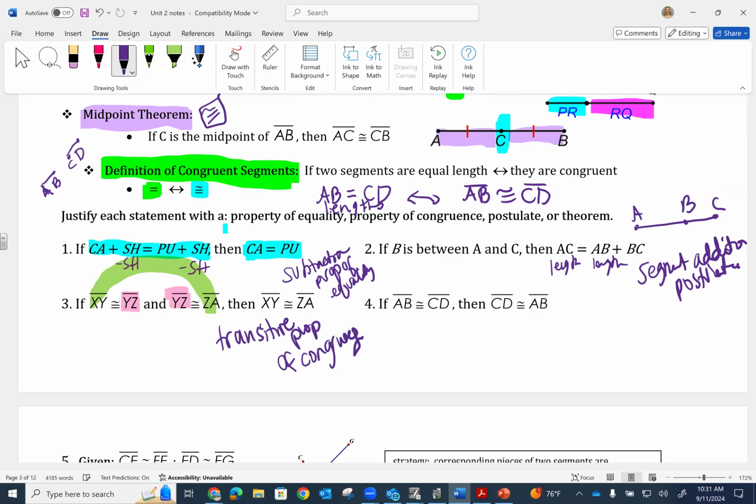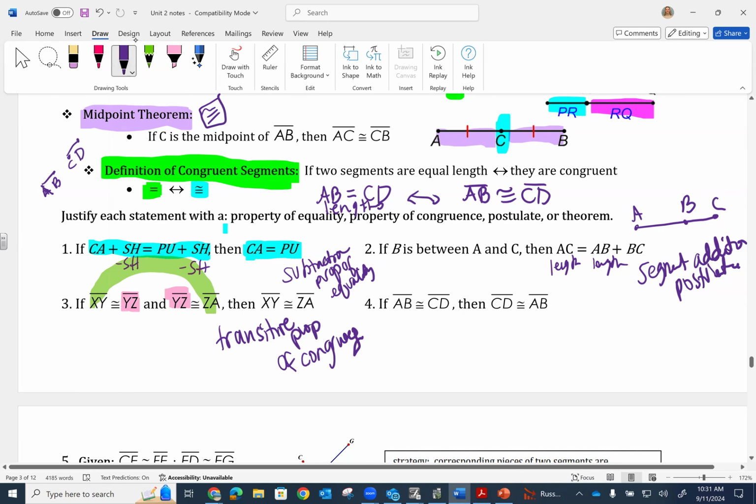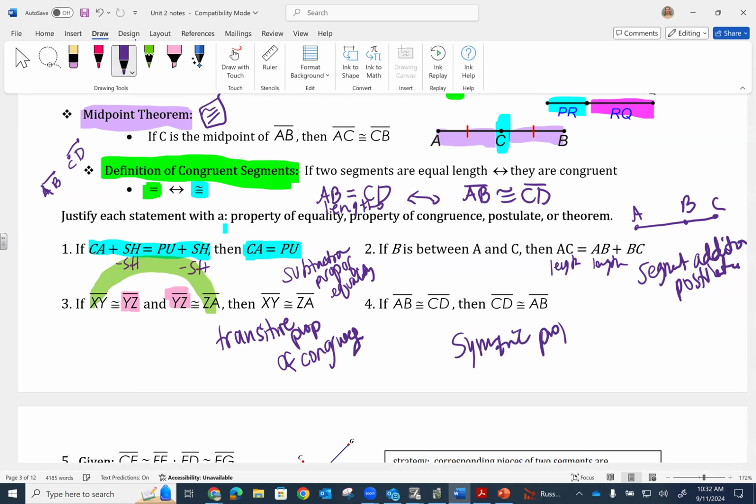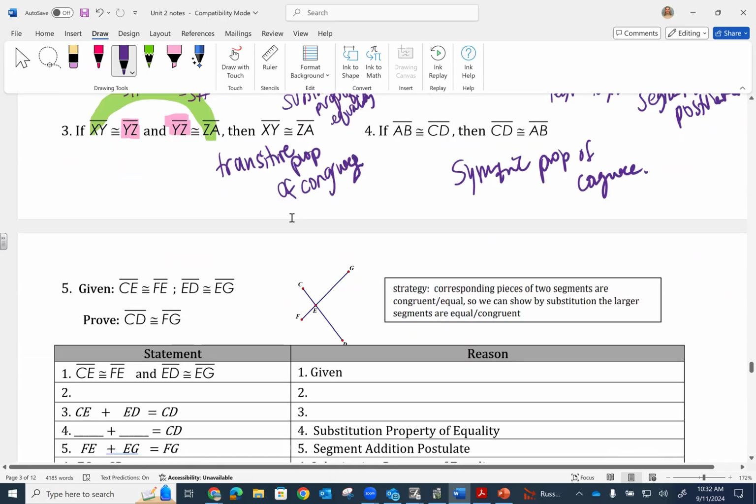Okay, so congruency or congruence. I don't care if you put congruency or congruence. Okay, next part. If you've got AB is congruent to CD, then we know that CD is congruent to AB. Well, that is the symmetric property of congruence, which means if you flip the sides of things that are congruent, it's still going to be true. There's a symmetric property for equal signs, and there's also a symmetric property of congruence, and this is the one that we're doing here.